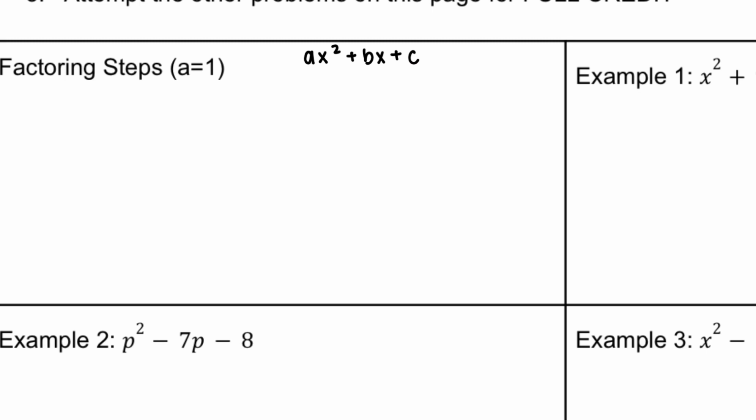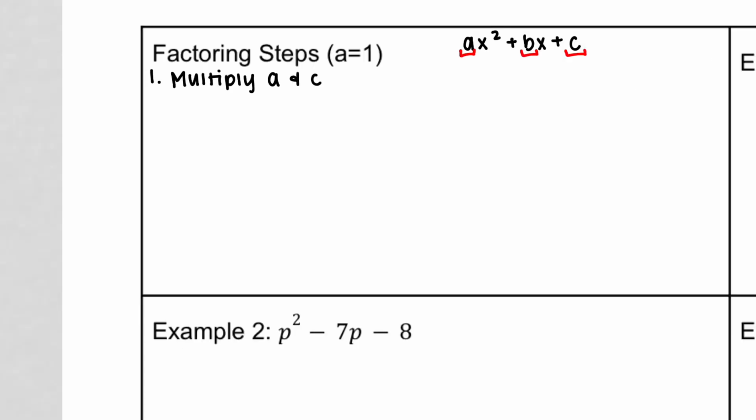And we're going to talk a lot about this a, b, and c. All those are our numbers, so they will not be any letters. So your first step when we're factoring these trinomials is to multiply a and c. So whatever number a is and whatever number c is, you're going to multiply those two together. You're then going to list out the factors of that new number ac.